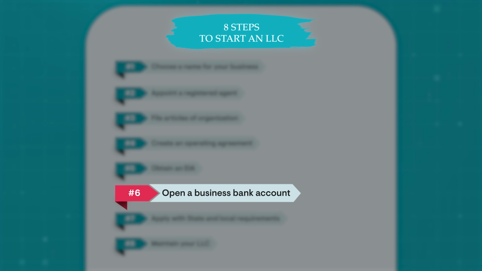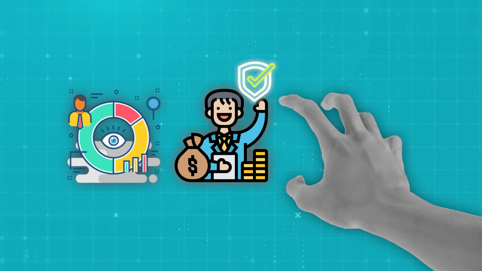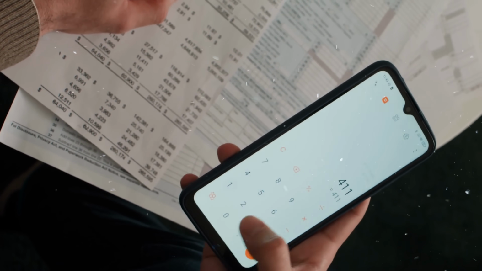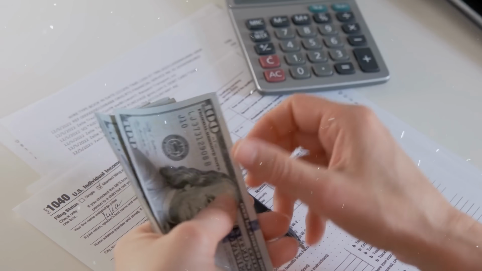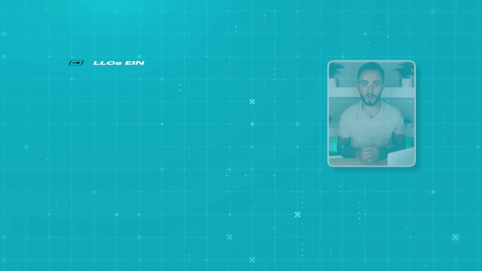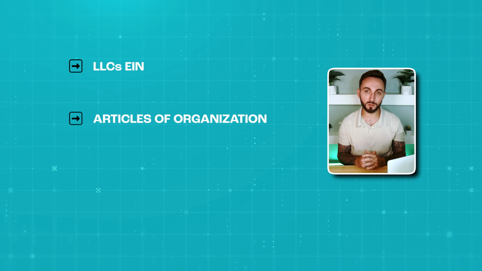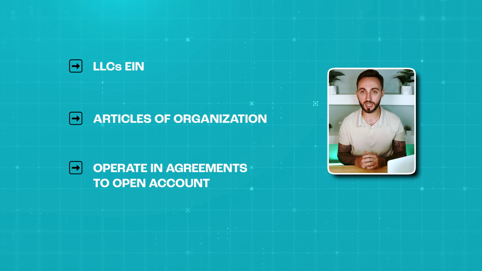Step 6 is opening up a business bank account. To keep your personal and your business finances separate, it is important to open up a business bank account. Having a separate bank account helps you maintain clear financial records, and it simplifies your tax filing. Most banks will require your LLC's EIN, certificate of formation, and operating agreement to open an account, so make sure that all the previous steps that I mentioned are completed before applying.